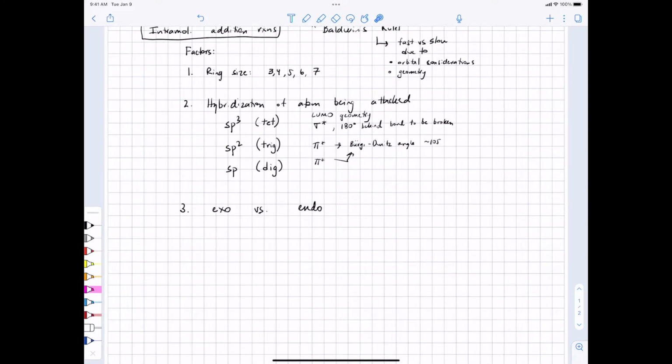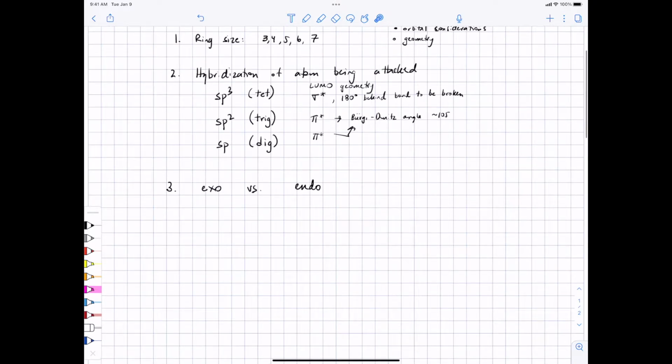So there's some factors to consider in these Baldwin's rules. First is ring size, and we'll talk about rings in the 3 to 7 range. Beyond that, geometric considerations aren't really a problem because you've got enough atoms to get where you need to be. But within this set, geometric constraints are important. The other factor is the hybridization of the atom that's being attacked.